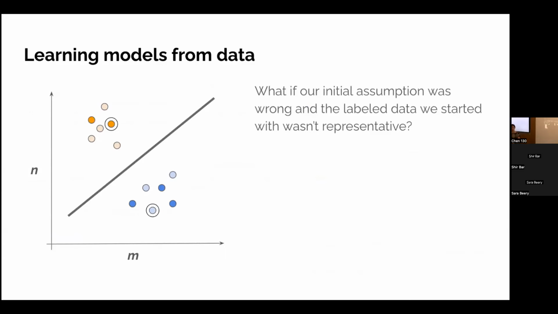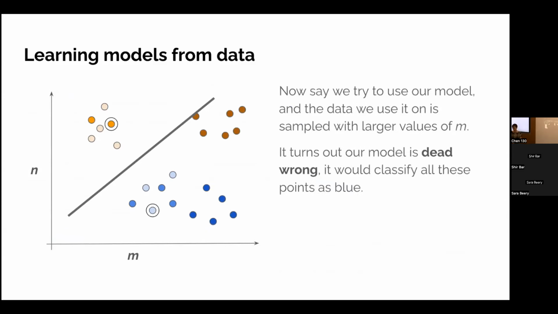So what if our initial assumption was wrong and the data we started with wasn't fully representative of where we want to use it? What if we now go out and we take more data at higher values of M, and it would actually turn out that maybe our model would just be completely wrong when now you've moved out of that distribution, the space where the training data lived in the sort of data space. It would classify all those points as blue, but actually quite a few of them are orange. So this is what we talk about when we're talking about going out of distribution. You're moving away from the distribution where the training data was sampled into some different thing in some way. So here it's bigger values of M.